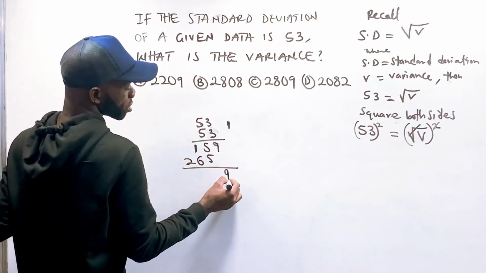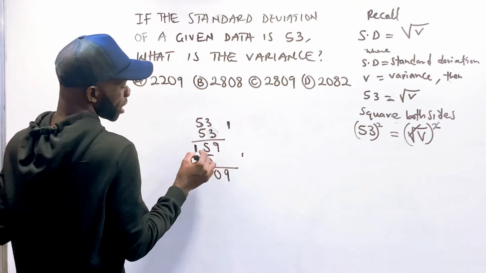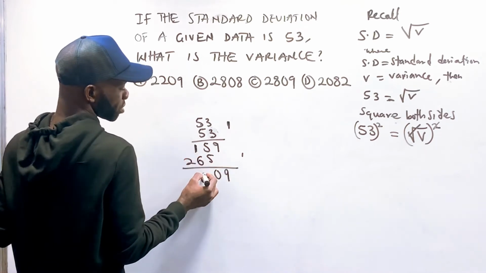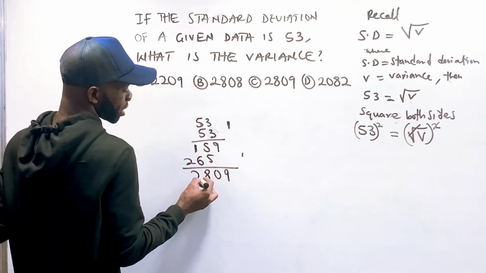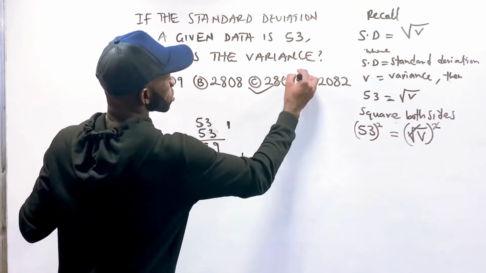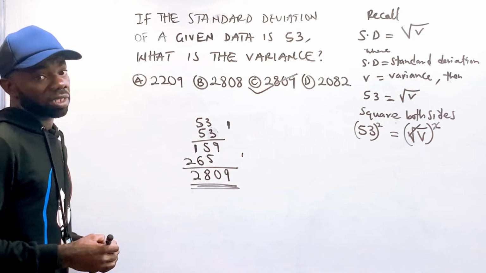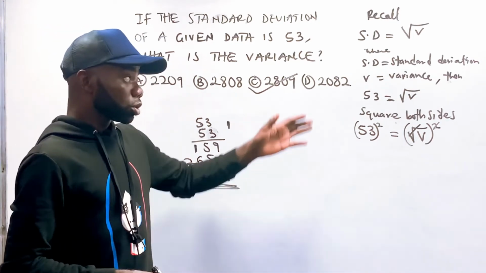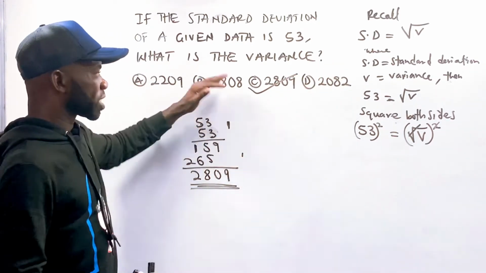So if we sum this up, it gives you 9, 0, 1, and you have 6 plus 1, that's 7, plus 1, that gives you 8, and then 2 comes down. So 2809 is option C. And within 15 or 20 seconds, you can use that shortcut to get this done.